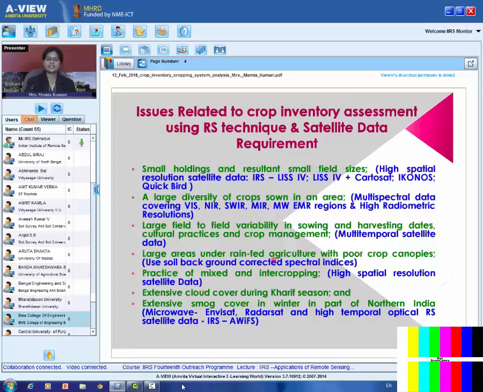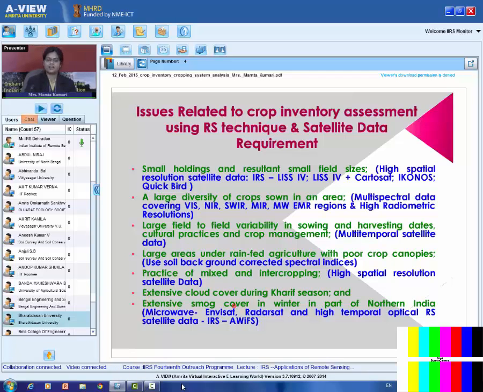Then there is large area under rainfed agriculture, which results in very poor crop canopy. In this case, we should use some soil adjusted vegetation index like SAVI, which minimizes the effect of soil background reflectance. Then there is the practice of mixed cropping and intercropping. To resolve this, we must use high spatial resolution satellite data like LISS-IV or the Cartosat merged product, which I have already mentioned.